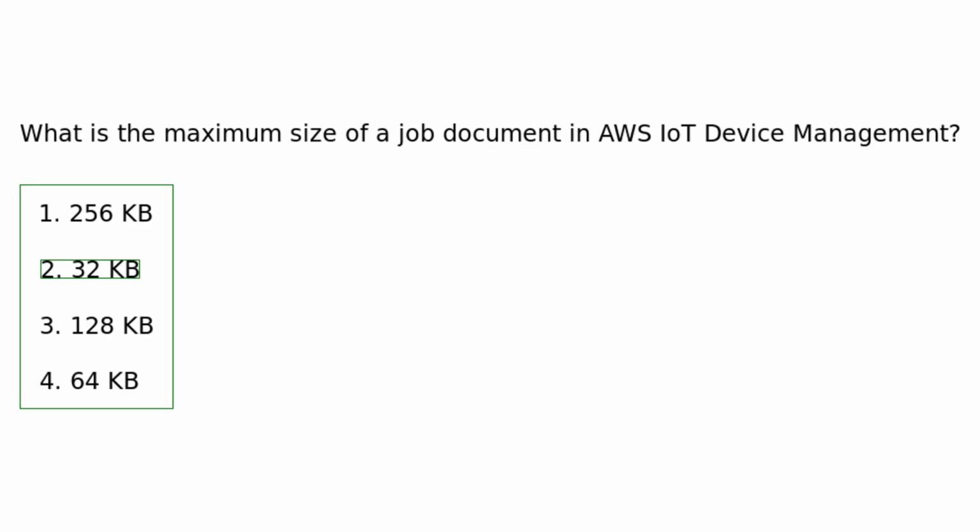In AWS IoT Device Management, the maximum size of a job document is 32 kilobytes. This limit ensures efficient transmission and execution of jobs on target devices, which may have limited resources.